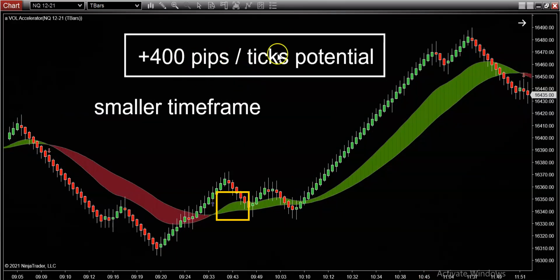Guys, this was a 400 pip or tick potential, depending on if you focus on futures, Forex, or stocks. No matter how you slice it, this was a magnificent, monster trend trading move that you can now identify on a simple color change. Makes sense, guys? So this is how you deploy a trend trading strategy. This is for absolute beginners. I firmly believe that any trader of any experience level can master this strategy, and using this indicator is how you become a boss at trend trading.